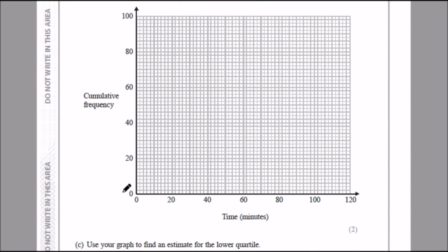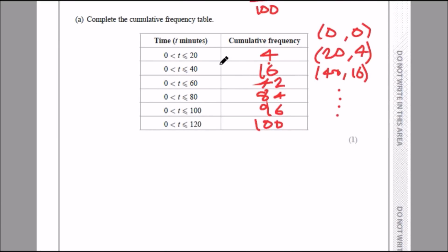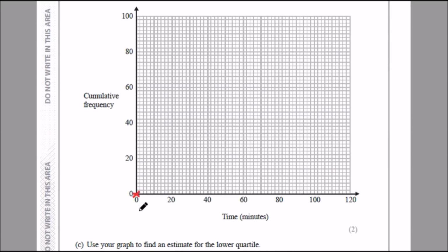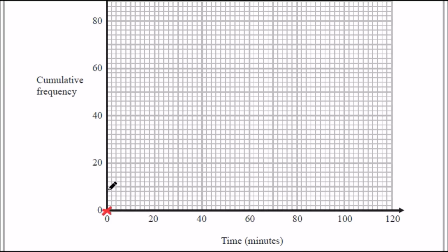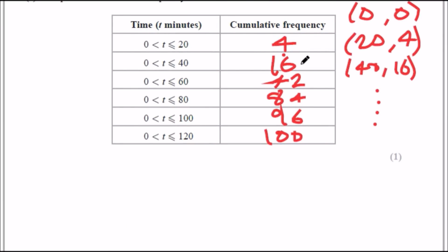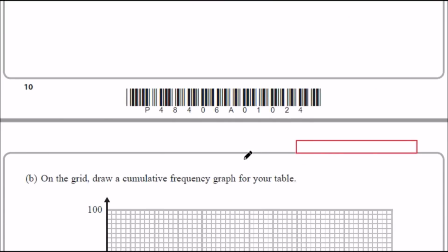Okay, so let's try this one. So 0, 0, that's one over here. Thankfully, it's gone up in 20s, so it's easy. We have 20, 40, 60, so we have 4, 16, 42. Let me zoom in a bit more. Make sure you do this carefully, guys. This mark means 10, that means each block is going up in 2. So 4 is here. 16, 42, 84.